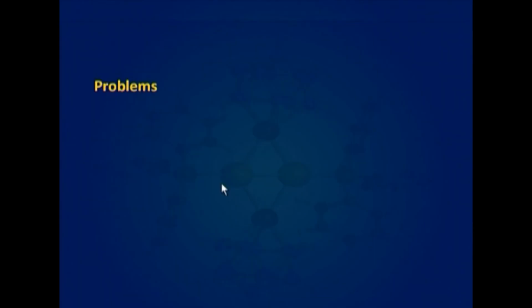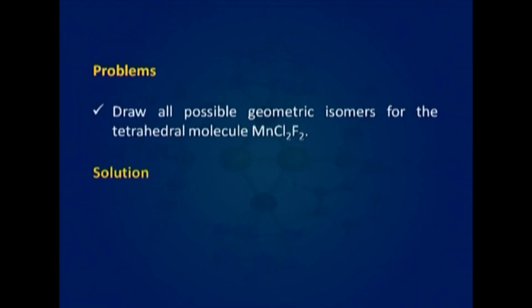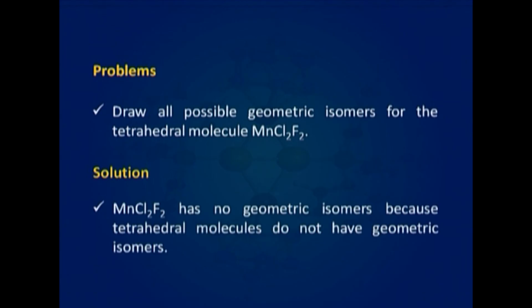Now, let us discuss some problems to understand the geometrical isomerism in coordination compounds. Here is the first problem. Draw all possible geometrical isomers for the tetrahedral molecule MnCl2F2. Now, you must remember that tetrahedral molecules do not have geometrical isomers. Hence, MnCl2F2 has no geometrical isomers.